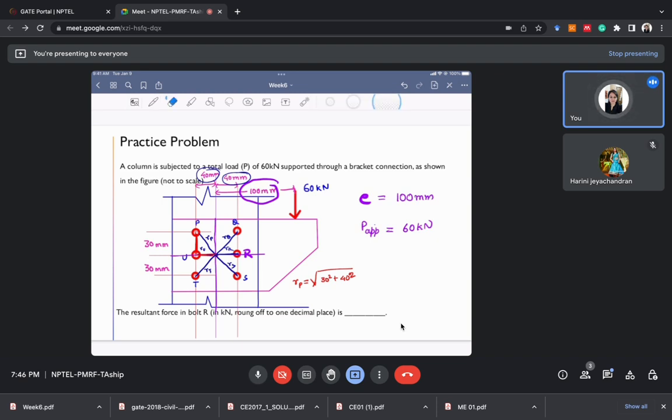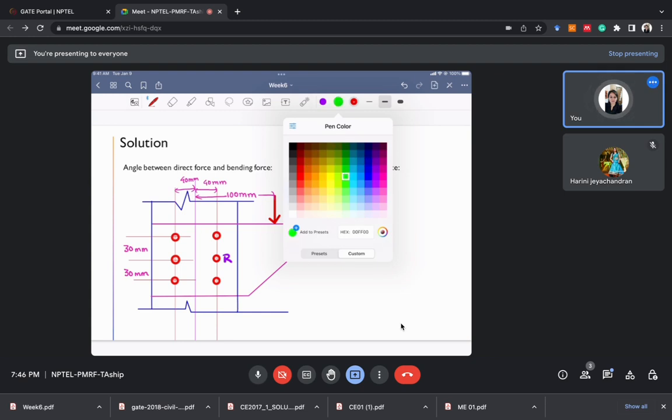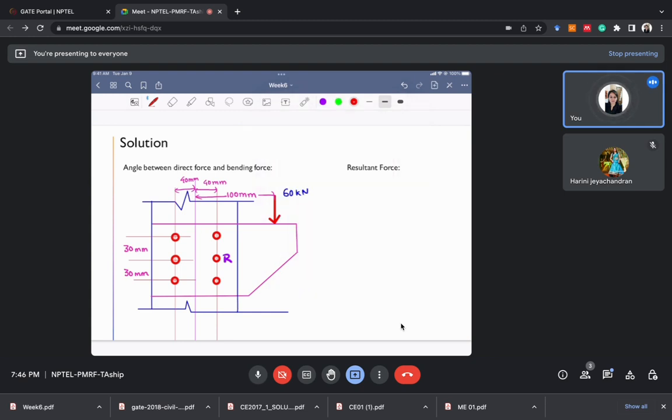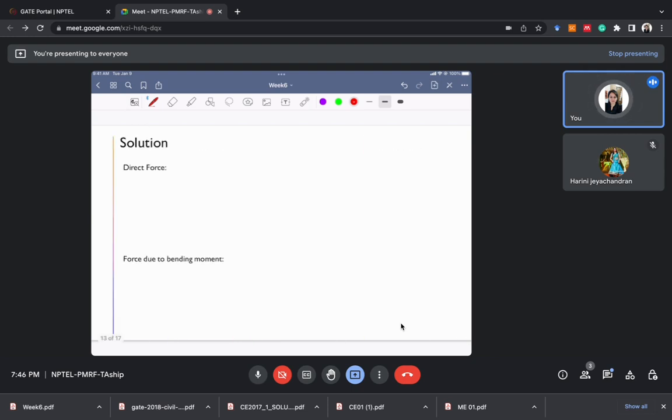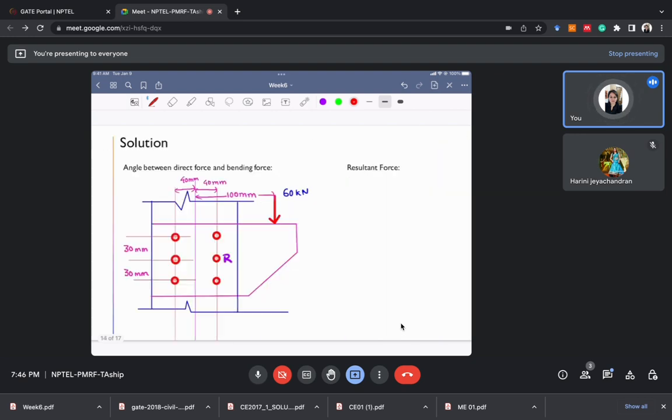Another important thing for this question is, what is the direction of the bending force and the direct force. So in this question, we need to calculate the value of resultant force in bolt R. So let's see what are all the forces which are acting in bolt R. In bolt R, one will be the direct force, which I'm calling FDR, and another will be the force due to the bending moment.